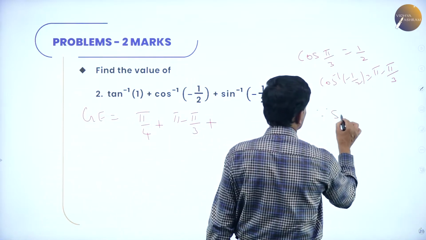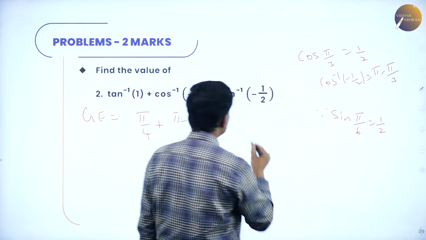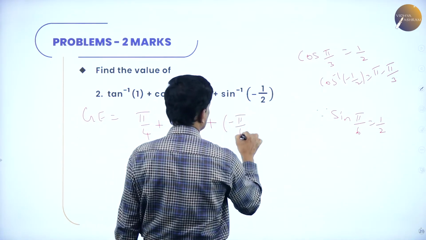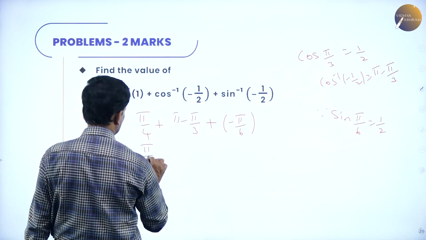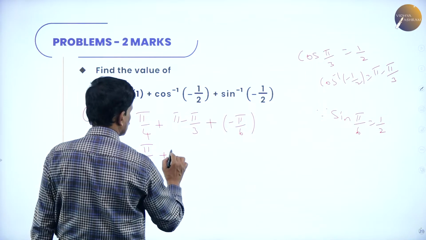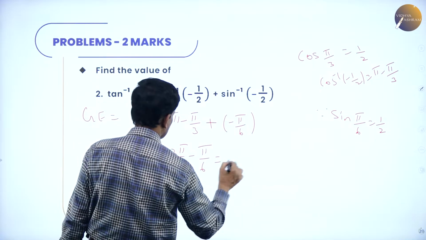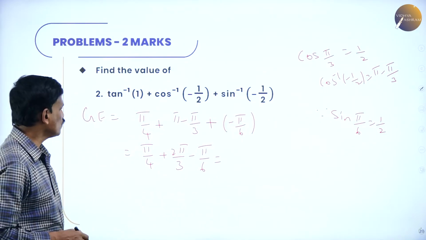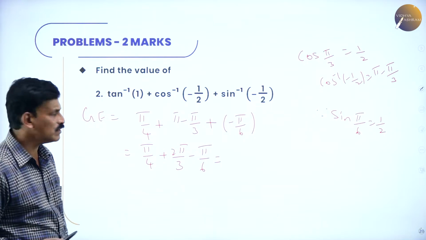Since you know sin 30, what is sin 30? Sin pi by 6 is 1 by 2. This can also be written as minus pi by 6. Now, this is pi by 4 plus 3 pi minus pi is 2 pi by 3, minus pi by 6. Take LCM. The LCM for 4, 3 and 6. Take LCM and simplify, you will get the answer.